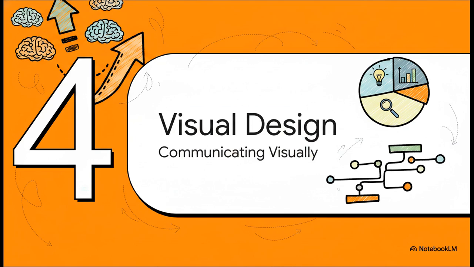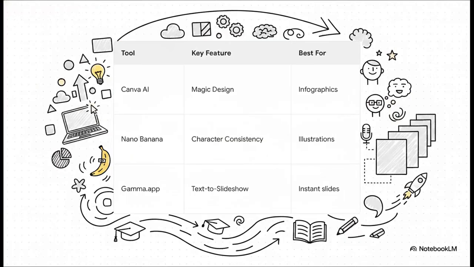Communicating complex ideas visually is pretty much an absolute requirement in modern academia. And this brilliantly illustrates how the landscape of design has been completely democratized. You really don't need to be a graphic designer anymore. Tools like Canva AI, Nano Banana, and Gamma.app cover virtually every visual need a student could possibly encounter today.